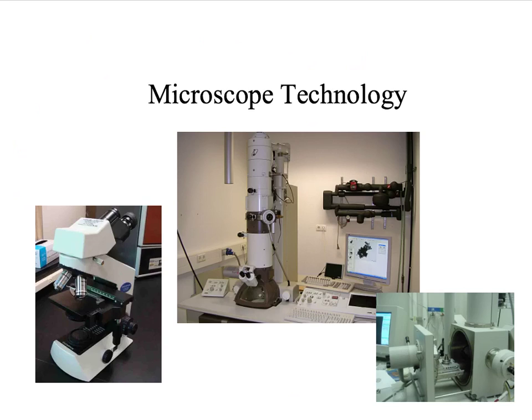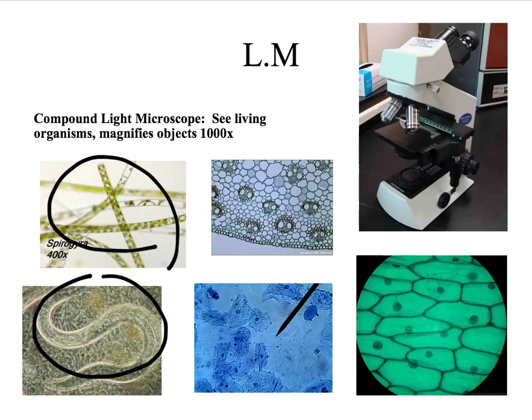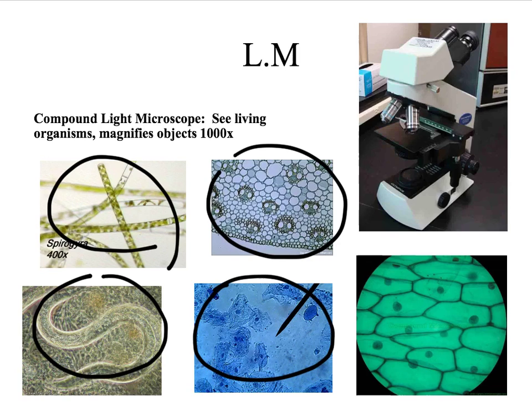The discovery of cells would have never been possible without the invention of the microscope. The compound light microscope is the one we have in class. With it, you can see living organisms, for example, in samples of pond water, like algae and microscopic worms. You can also see tissues of plants and also chick cells. You really cannot tell any other organelles besides the nucleus.